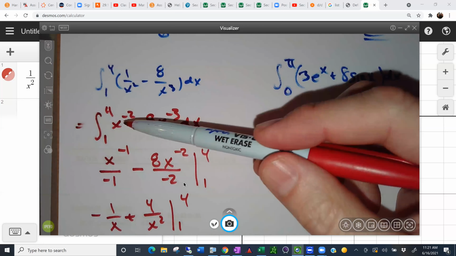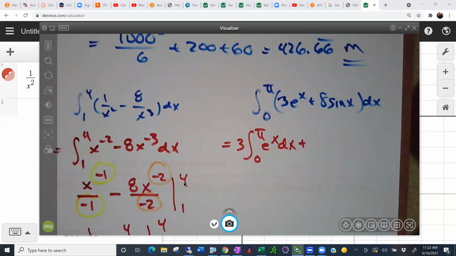Turning our attention over here, I'd probably rewrite this as 3 times the integral from 0 to pi of e to the x dx plus something. What else could I write here? What else do I need to write here in order for it to be equivalent to what we had up here? Notice, for instance, I factored out the 3 because 3 is a constant. What would I write here? Factor out the 8. Yeah, factor out the 8. 0 to pi, sine of x dx.